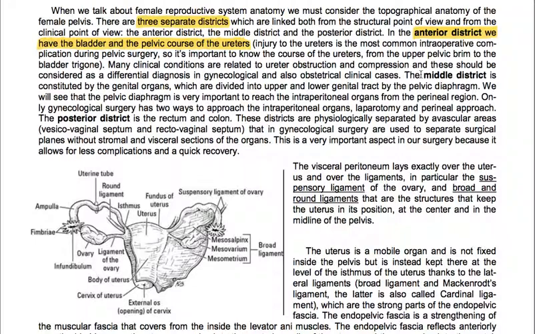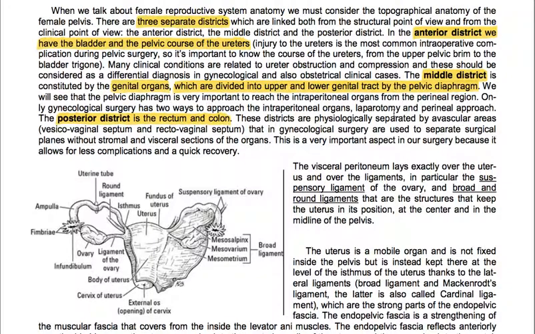We have then a middle district, which is constituted by the genital organs and which are divided into upper and lower genital tract by the pelvic diaphragm. And we have then a posterior district, which is the rectum and colon.